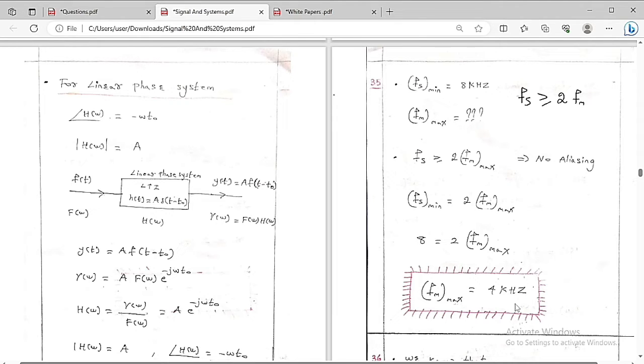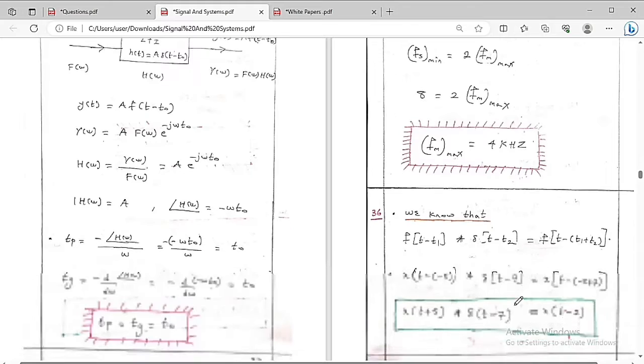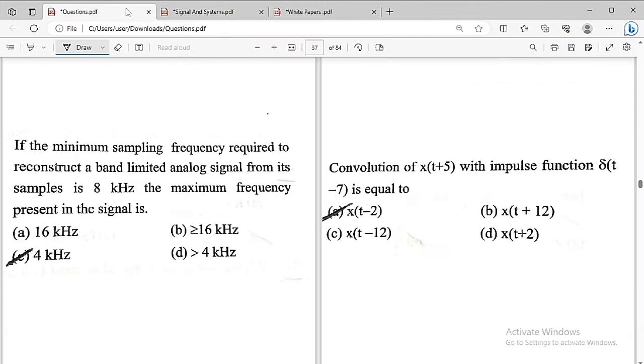So always the sampling frequency is greater than or equal to 2 times the message signal frequency for no aliasing. No aliasing means no overlapping. Therefore we can reconstruct the original signal from its samples. So 4 kHz is the correct solution of this question. Now we are going to solve the other question.